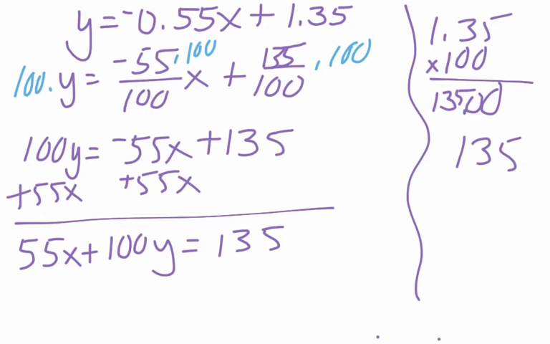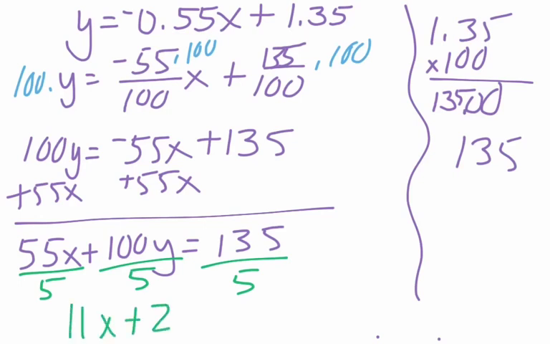Now, you might notice that there's a common factor of 5. All of those numbers there can be divided by 5. And that's certainly something that you can do. So if you wanted to shrink your numbers down, you could divide everything by 5. Just remember that whatever you do to one side, you have to do to the other side. And so this would give us 11x plus 20y, and I believe that is 27. So either of these would work.